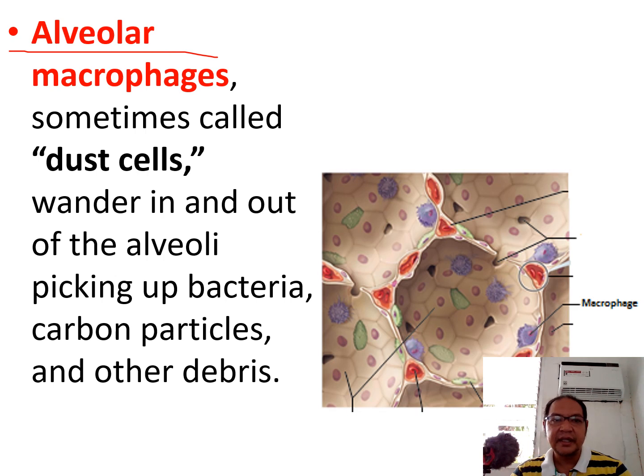This one is the last line of defense of the respiratory system. So when you inhale, the air is being purified from your nose through your trachea. From your trachea it goes down to your bronchioles and goes to your air sacs and your alveoli. But in the alveoli there are alveolar macrophages, sometimes called dust cells, that wander in and out of the alveoli, picking up bacteria and carbon particles and other debris.